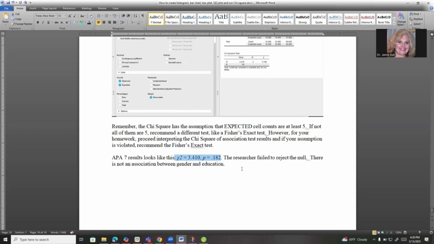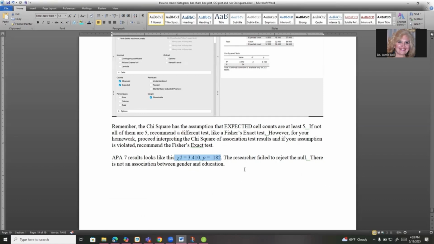So what does that mean? It means I fail to reject the null. Remember the language. It's reject the null or fail to reject the null. So I fail to reject the null. There is nothing going on here. So there is not an association between gender and education.